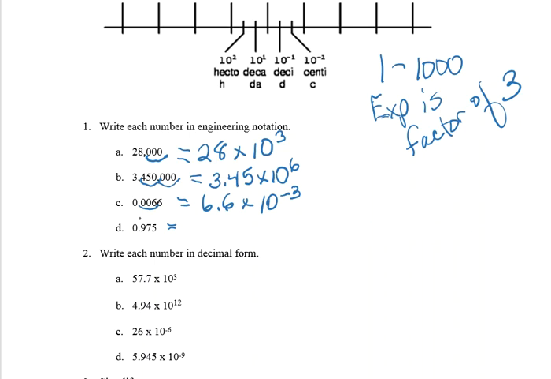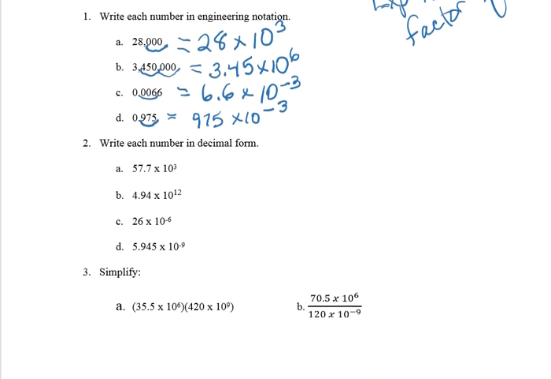This is not in engineering notation. I don't have a number between 1 and 1,000, so I'm going to move a group of 3. Now you can see how we end up with much larger numbers in the front than we did in scientific. I end up with 975 times 10. It was smaller than 0, so it's negative, and I moved one group of 3. So those numbers have all been switched to engineering notation. So let's go down and look at the next ones.